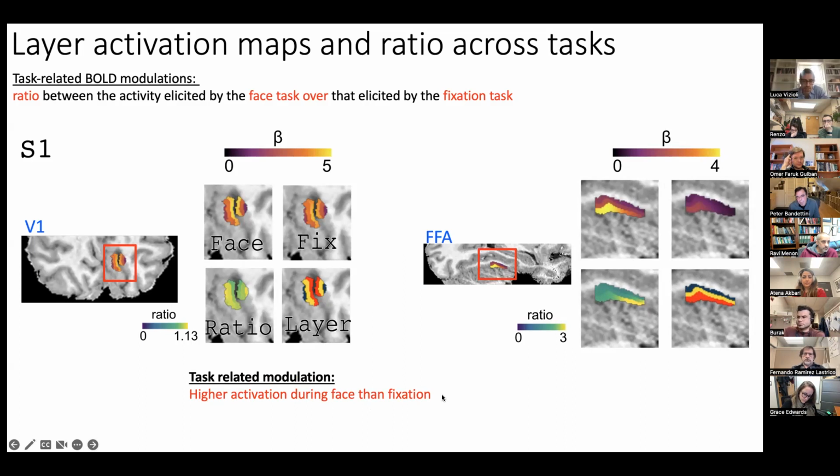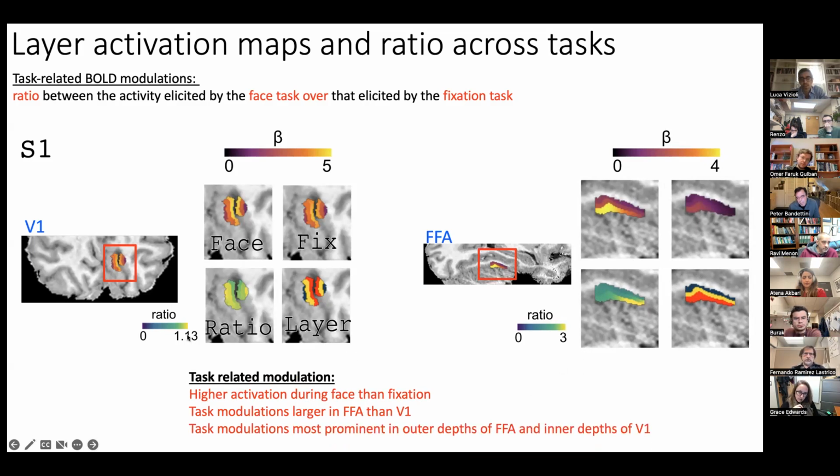This is not surprising. We have seen this before. Task modulations tend to be larger in FFA than V1. In this case, we go up to a threefold increase, while only a 13% increase in V1 for the phase relative to the fixation task. Again, not surprising. But the interesting finding here is that these task modulations are most prominent in the outer depths of FFA and the inner depths of V1.